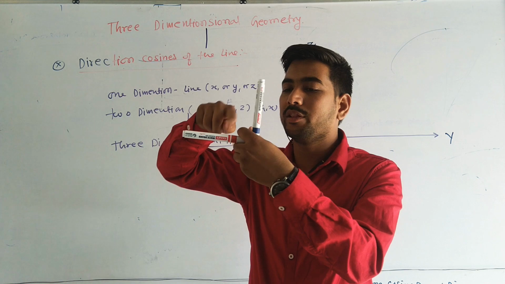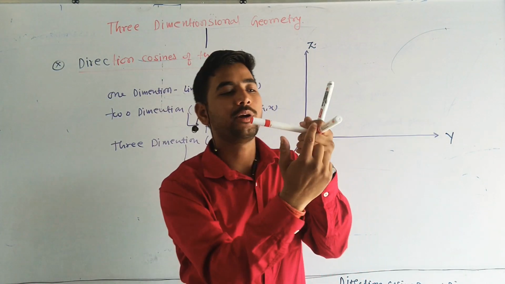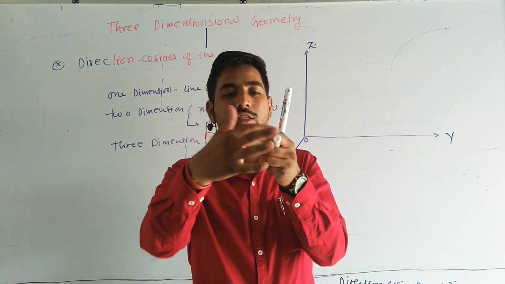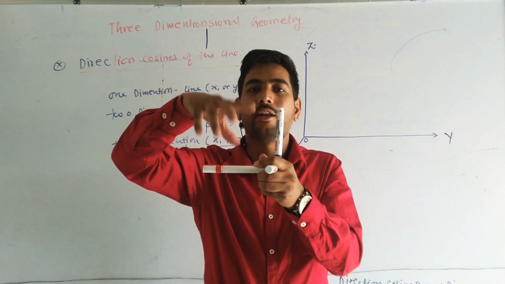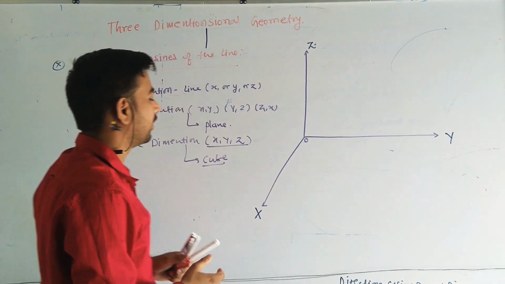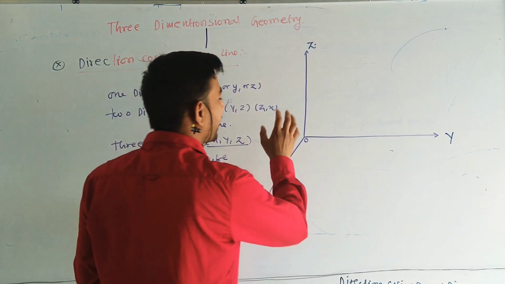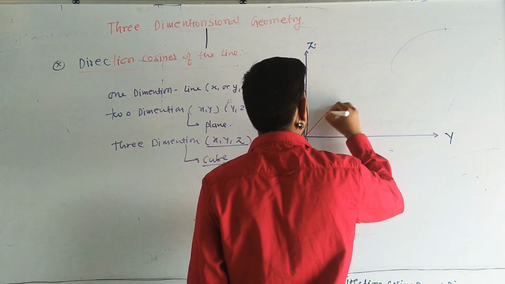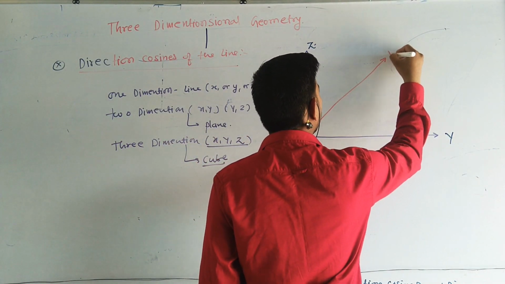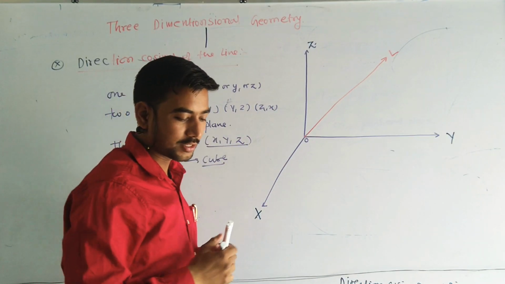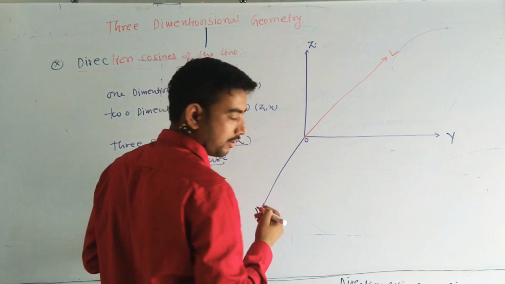So what is the angle between these? 90. The angle between these? 90. The angle between these? 90. x, y, z. So every angle between two axes is 90 in the case of 3D. So x, y, z. Suppose we have one directed line. This is one directed line L.